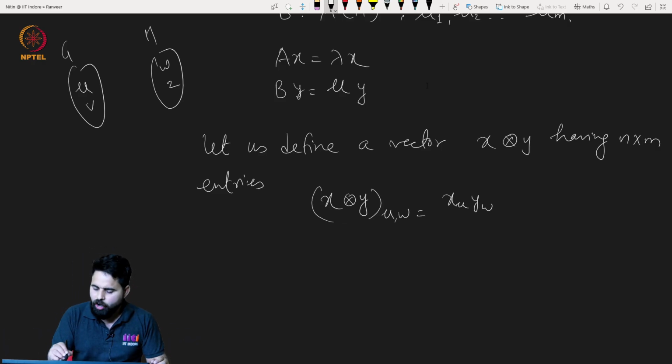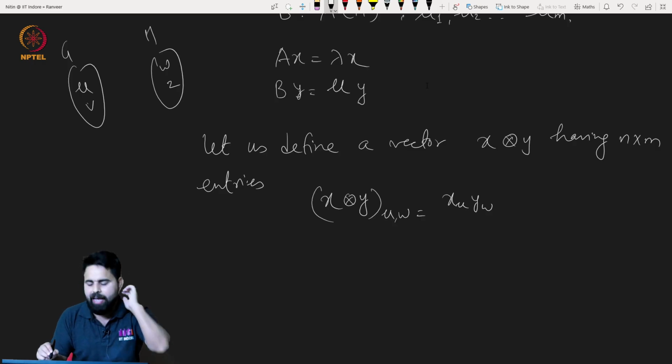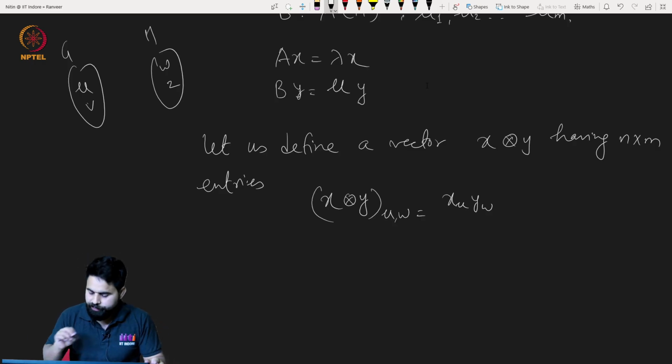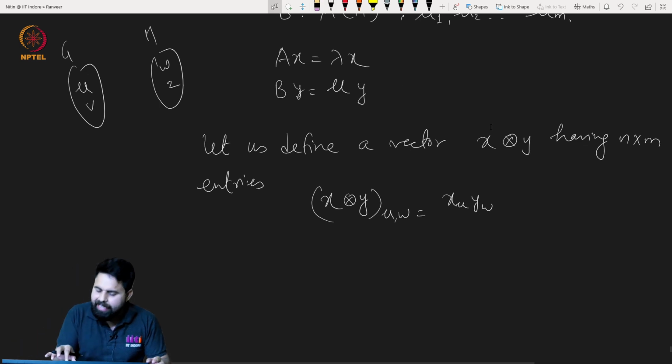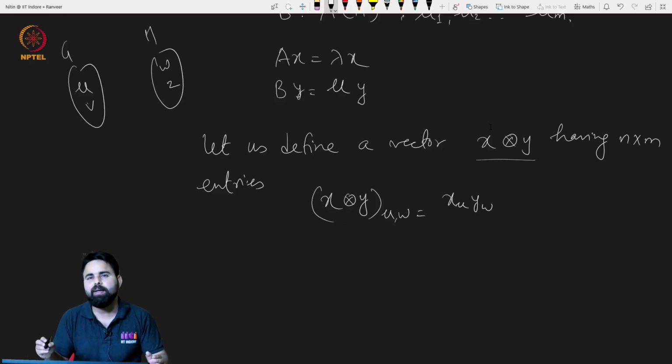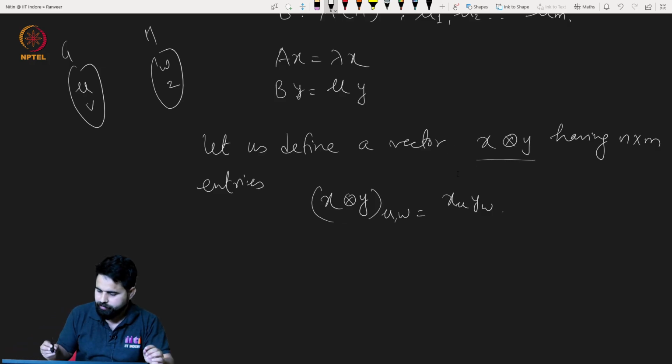So there will be n cross m entries, corresponding to all the vertices of the product graph, and I am defining this vector as this. Now we will prove that this indeed is an eigenvector corresponding to lambda plus mu. We have to prove this. So let us see how we can prove it.